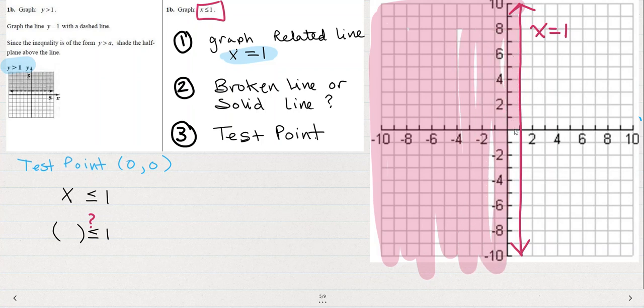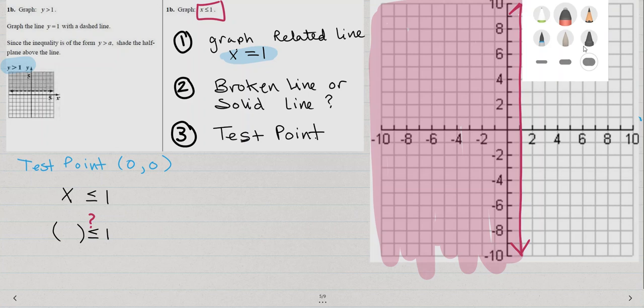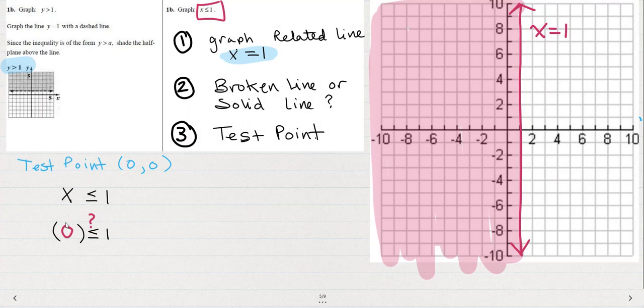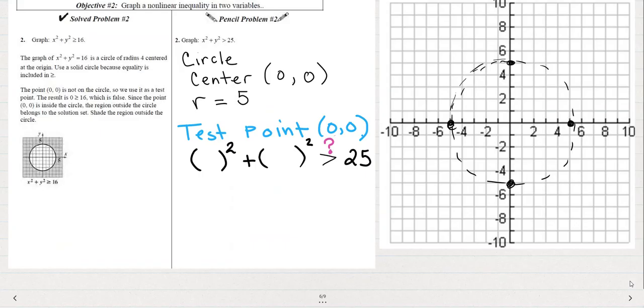We could also do a test point. So if I were to test the point (0, 0), and as long as (0, 0) isn't on the line, it is in fact the best test point there is. We're testing, is 0 less than or equal to 1? Yes, it is. So we know that the 0 is included in the solution that we select. (0, 0) is included in the solution set in the half plane.